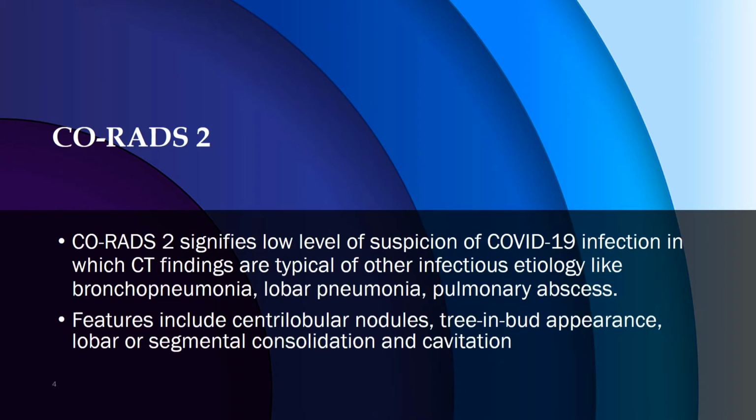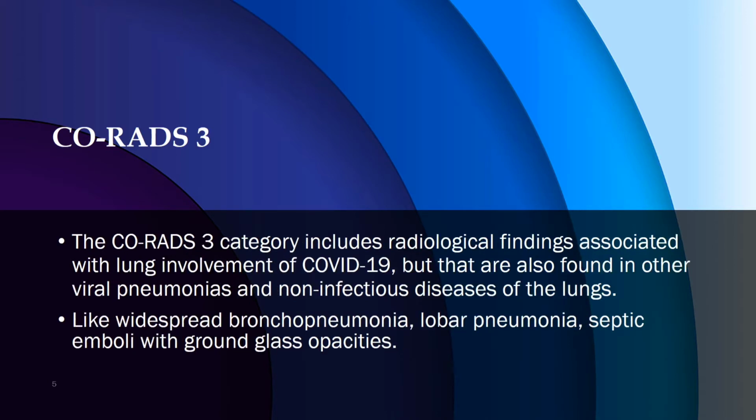CORADS 2 signifies a low level of suspicion of COVID-19 infection, in which the CT findings are typical of other infectious etiology like bronchopneumonia, lobar pneumonia, pulmonary abscess. Features include centrilobular nodules, tree-in-bud appearance, lobar or segmental consolidation, and cavitation. CORADS 3 category includes radiological findings associated with lung involvement of COVID-19, but that are also found in other viral pneumonias and non-infectious diseases of lungs, like widespread bronchopneumonia, lobar pneumonia, septic emboli with ground glass opacities.